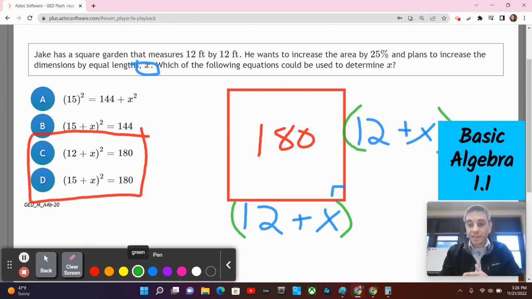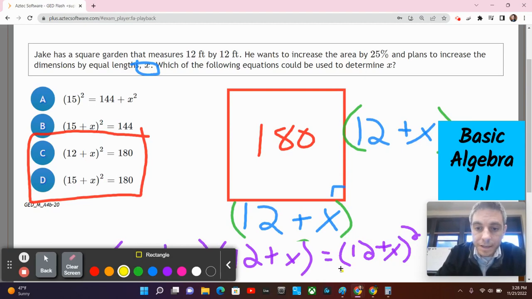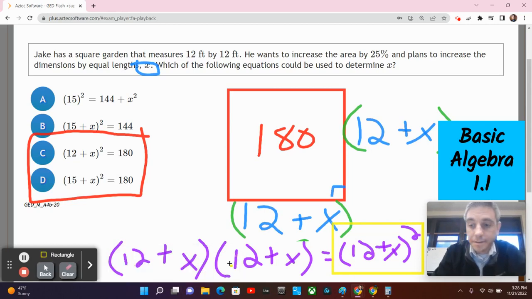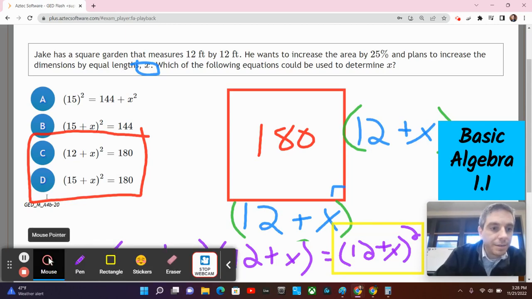Just like we did 12 times 12 to get 144, we need to take both of those lengths, which are both 12 plus x, and times them by each other. And what it would look like would be this: 12 plus x, and the whole group is being squared. That would make the letter C our final answer here. 12 plus x, the whole group squared, equals 180.